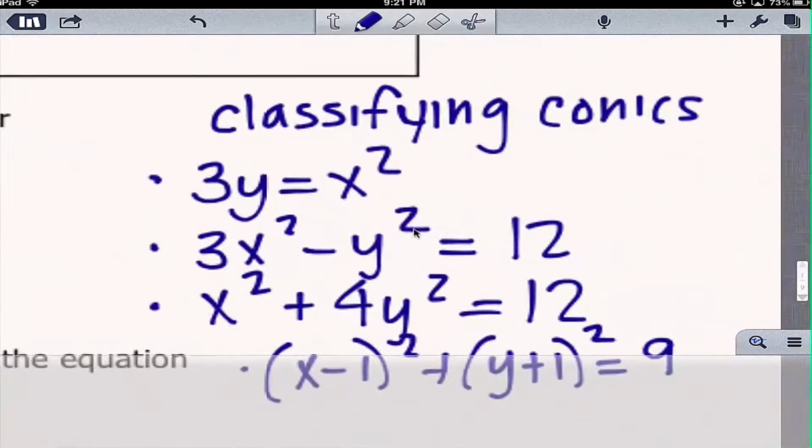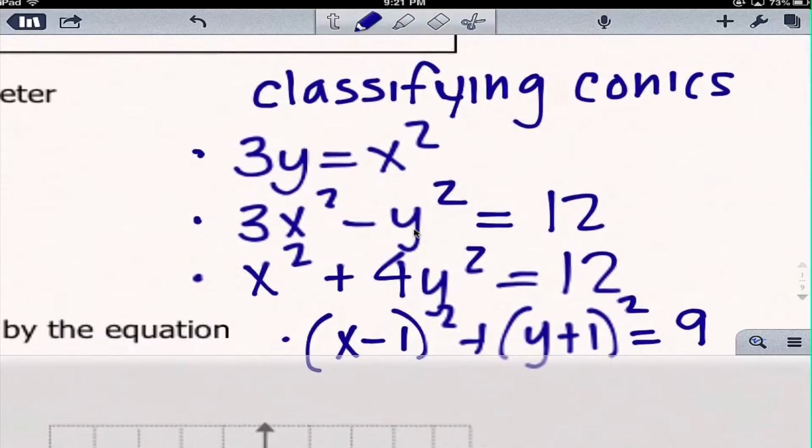So I actually want to start with talking about classifying conics, and just so you guys know, the first 5 questions on our test are going to be multiple choice. You guys are deciding: is it a parabola, is it a circle, is it an ellipse, is it a hyperbola? So I just want to start by talking about some quick things.